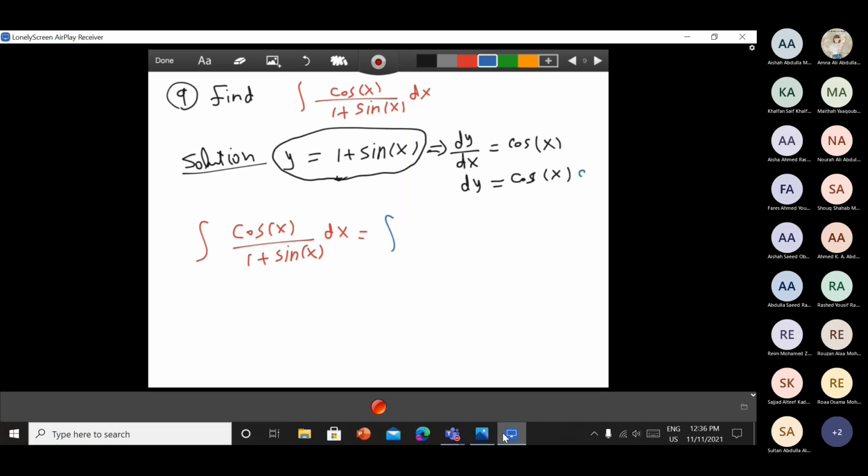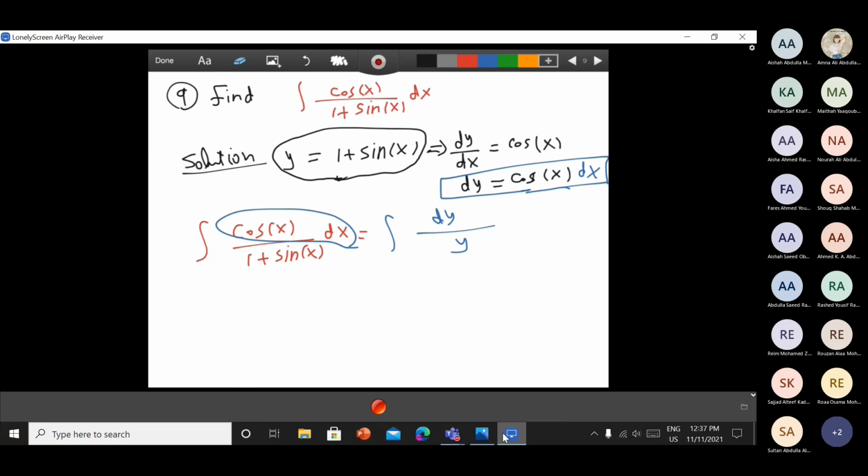Okay, so this is the integration. Sorry, I forgot dx. So cosine x dx is equal to what? Equal to dy. So straightforward, this piece will be dy. So this is dy over what? Over 1 plus sine x. 1 plus sine x is what? It is y.